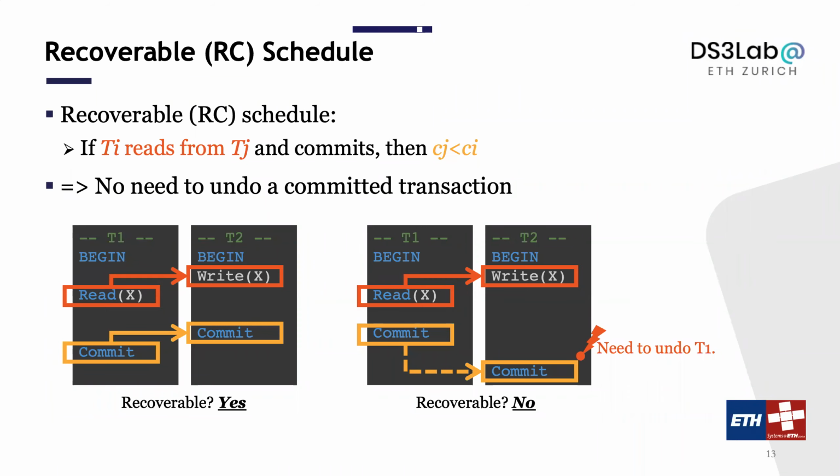However, my T1 already read from that. My T1 is aware of the value that T2 wanted to write, and I base my calculation on that, and then I commit. If you want to undo T2, you also need to undo T1. But T1 already committed, so I cannot undo it. That is a case that we want to avoid by making sure all the schedules in the database should at least be recoverable. That's why we define a recoverable schedule in this way, to avoid cases like this.